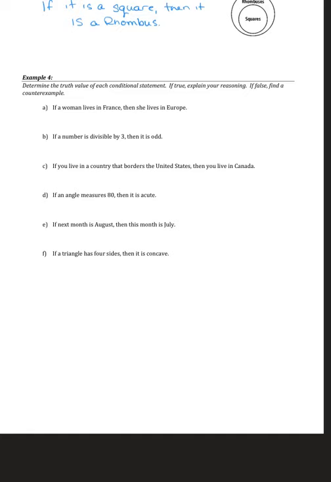All right, last example, number 4. It says determine the truth value of each conditional statement. If true, explain. If false, find a counterexample. Now in the homework, I'm just going to ask you to find a counterexample if it's false.